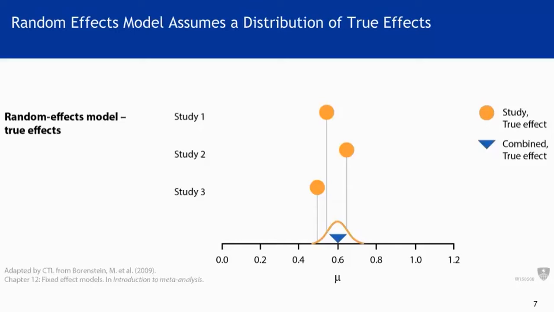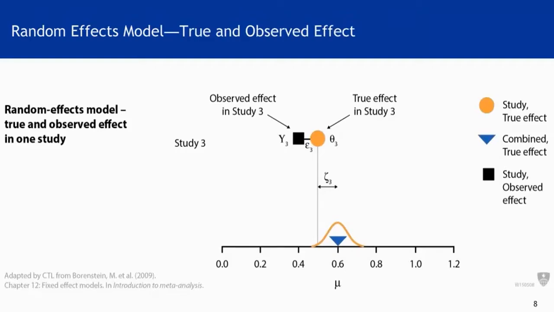And under the random effects model, these 3 circles no longer coincide with each other. Now there is a distribution. So if you look at the little normal curve underneath the circles, that's the distribution of the true effect size from those 3 studies. And in contrast, if you still remember the plot from the fixed effect model, all the 3 circles coincide or overlap each other.